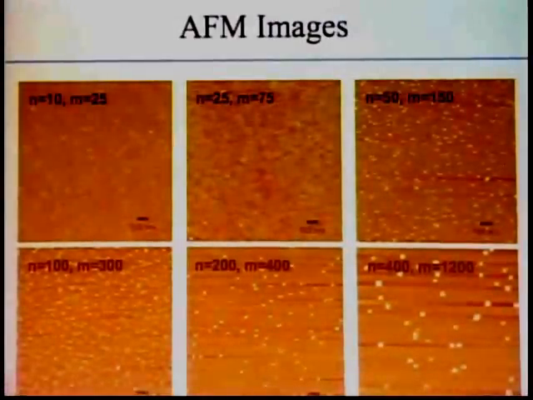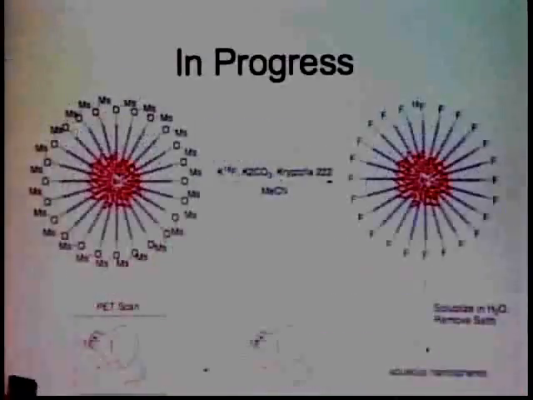And so then what we're going to do is put F18 in, and then we feed them to rats that have tumors. And then we can do kinetics on the uptake as a function of size. And so once we know exactly what size we need, then we can start to design therapeutics.